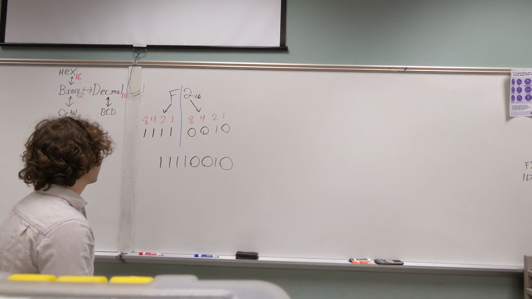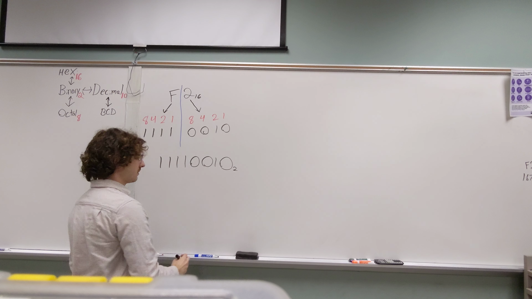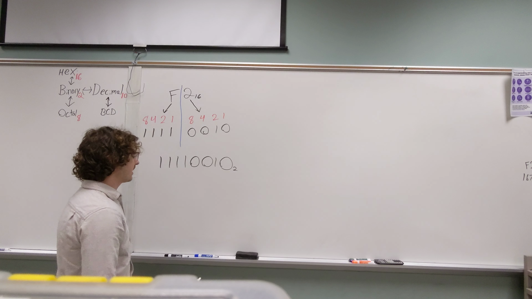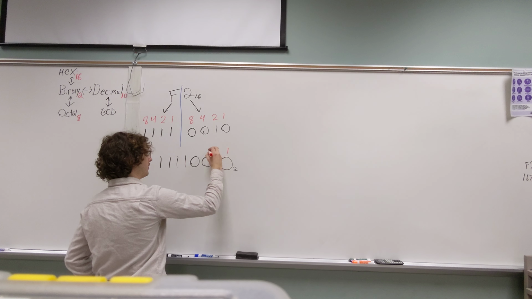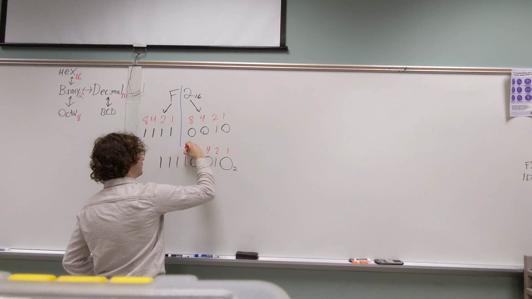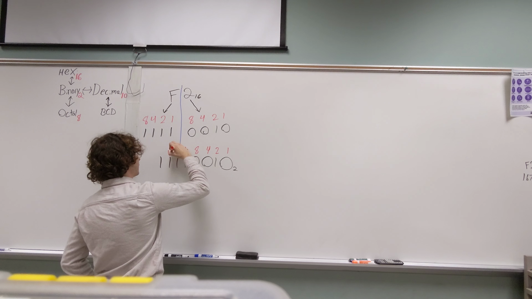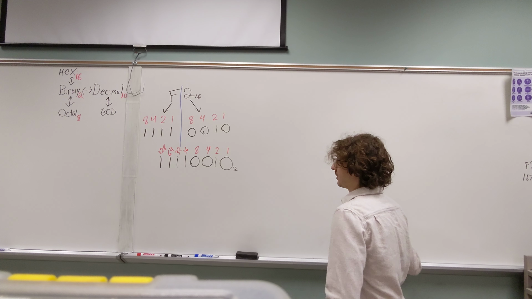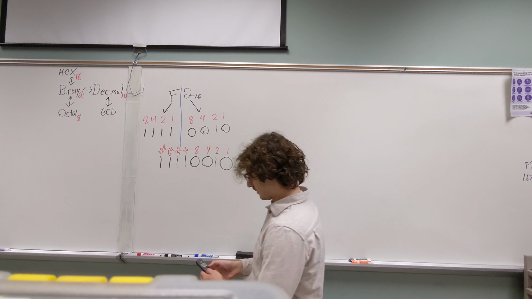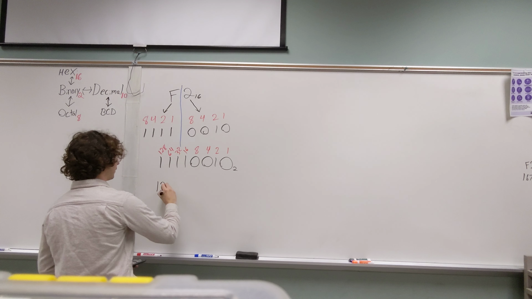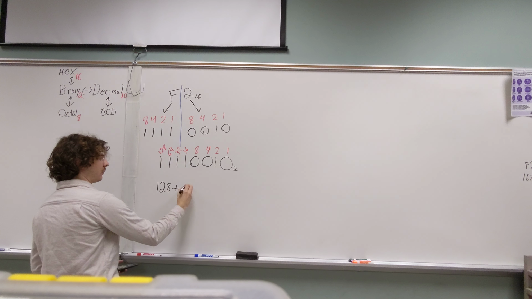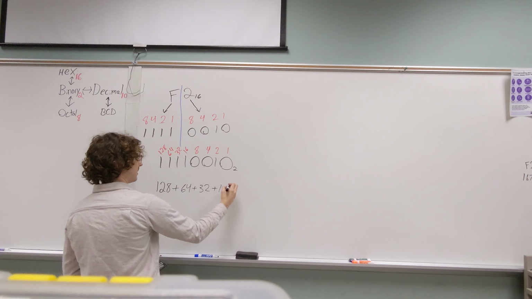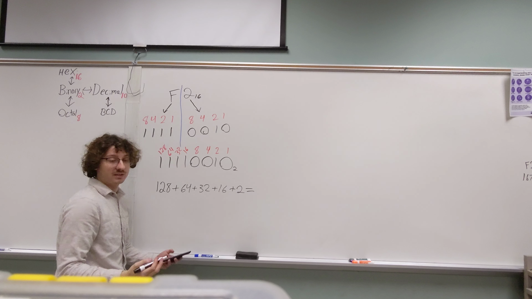So now if I want to take this number and put it in decimal, just make sure you know that's binary. If I want to put this thing in decimal, I'm going to draw out the full scale number line again over top of this. So it's going to be 1, 2, 4, 8, 16, 32, 64, and 128. And all we're going to do here is add each place that we have a 1 in. So our equation is going to look like this: 128 plus 64 plus 32 plus 16 plus 2. Whatever that equals is our decimal number.